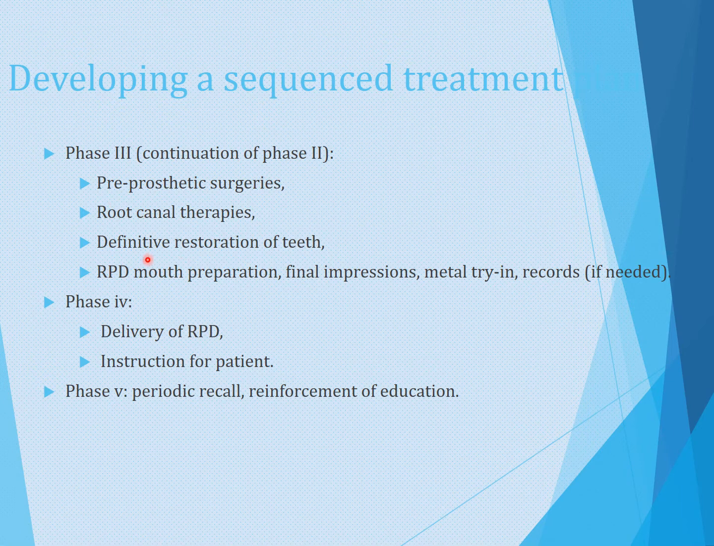Any root canal therapies, so definitive restorations, have to be done. Then come to the RPD mouth preparation. This is the prosthetic. This is the pre-prosthetic. RPD mouth preparation means the prosthetic part of the mouth preparation, guys. Okay. Final impression, metal try-in, records if required. Phase five is like everything done. So in short, in phase three we have done all the prosthodontic treatment after the other departments, and in phase five we'll deliver the RPD and give instructions to the patient. Phase five is the periodic recall, reinforcement of education.